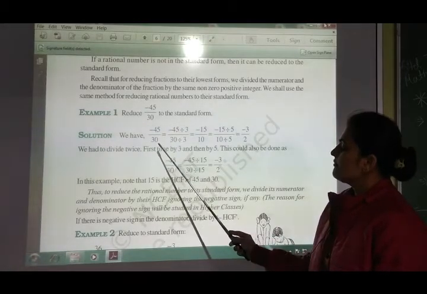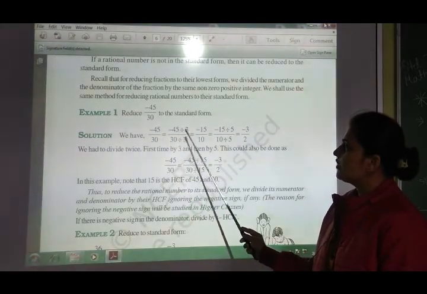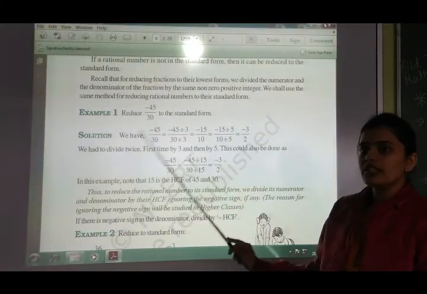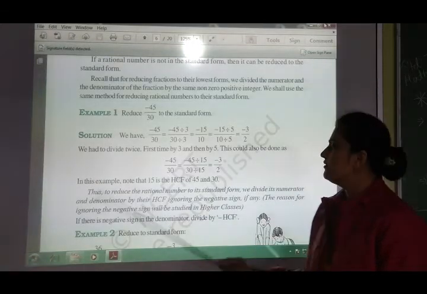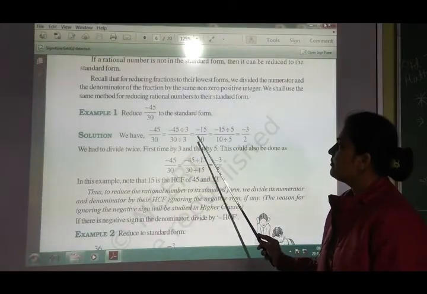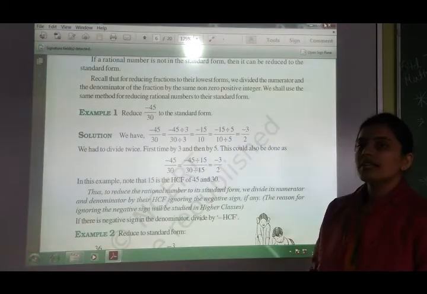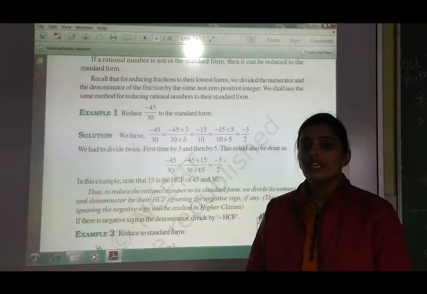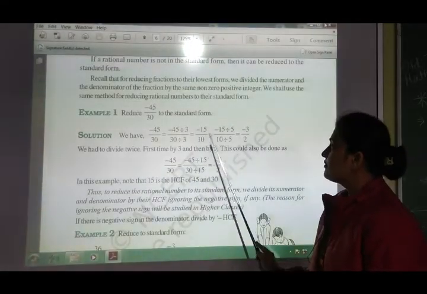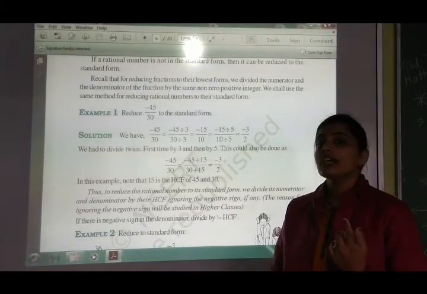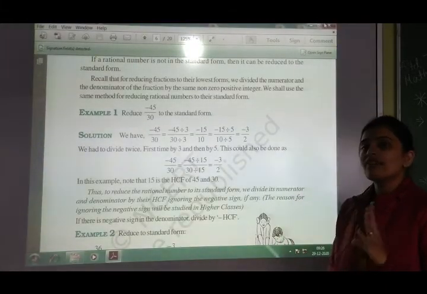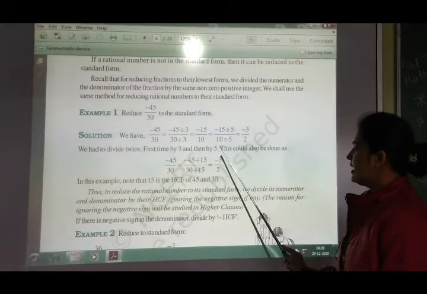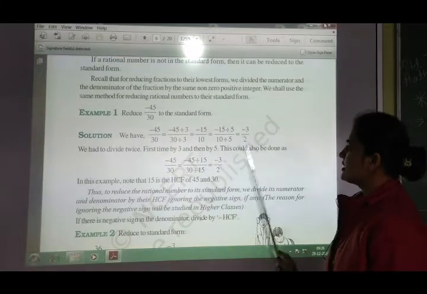So minus 45 by 30 will be equal to minus 45 divided by 3. If we are dividing the numerator by 3, the denominator also we have to divide by 3. So 30 divided by 3 equals 10, and minus 45 divided by 3 is minus 15. So minus 15 by 10. Now again you can see that minus 15 by 10 has a common factor of 5. So we can divide minus 15 and 10 by 5. So minus 15 divided by 5 and 10 divided by 5 will be equal to minus 3 by 2.